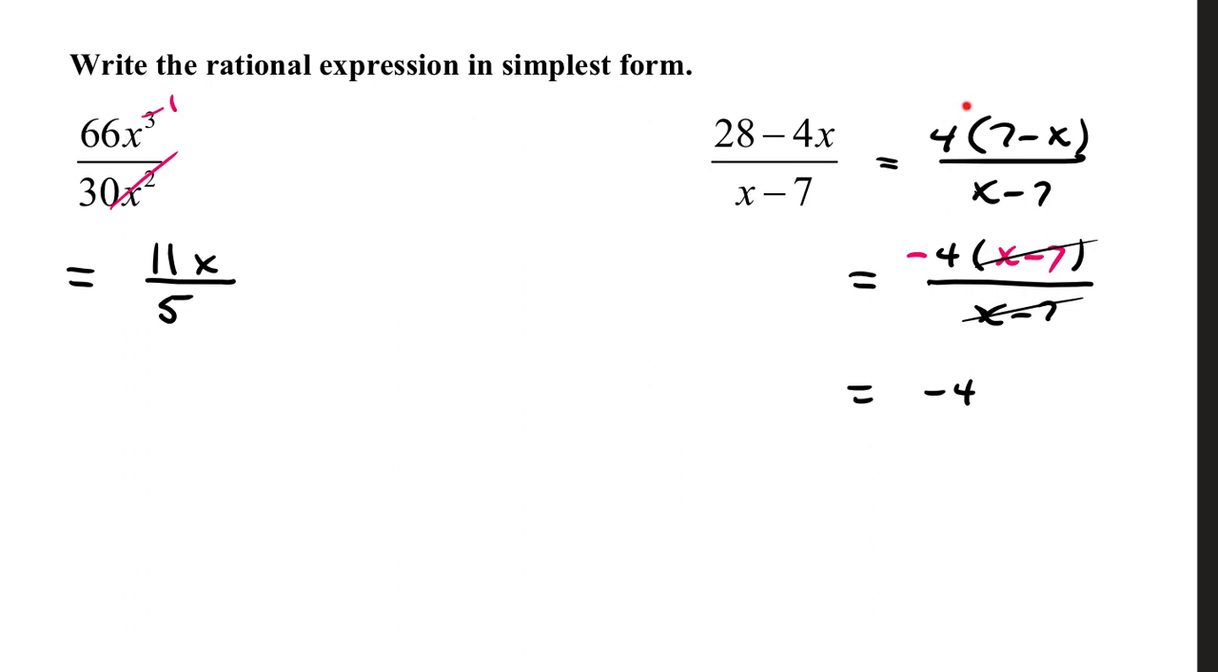Notice up here it's 28 minus 4x. Down here it's minus 4x plus 28. You haven't changed your signs. It looks different, but they have the same values. Now we can cancel those two factors because they look identical, and that leaves us with a negative 4.